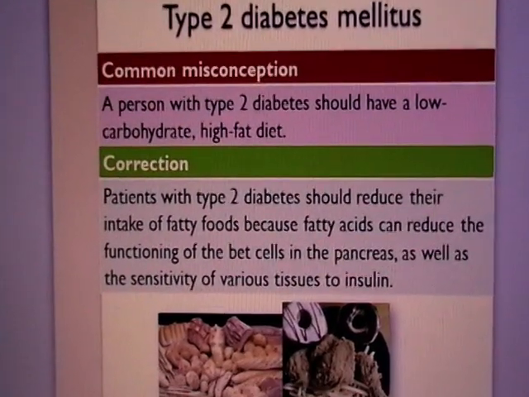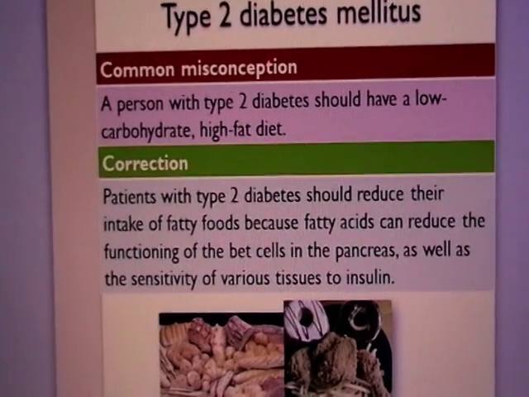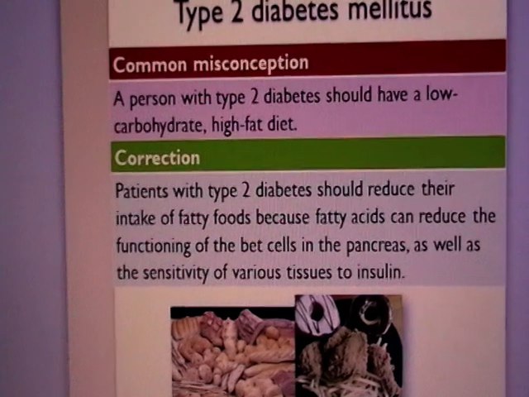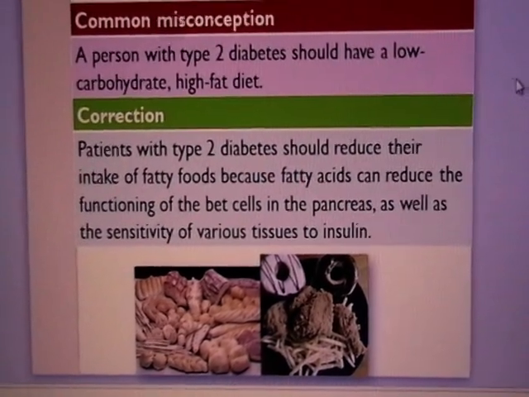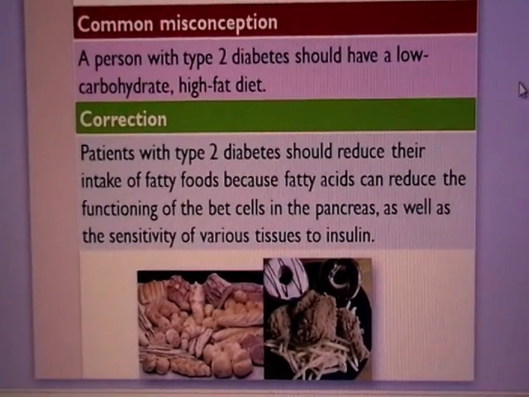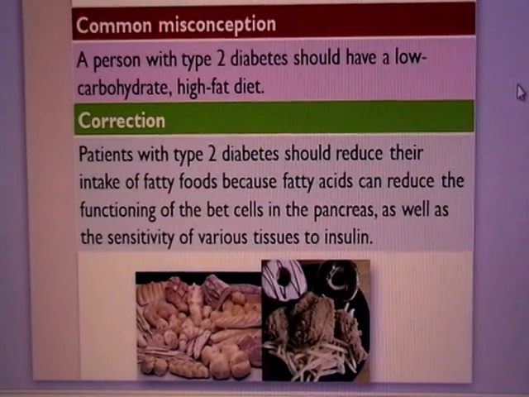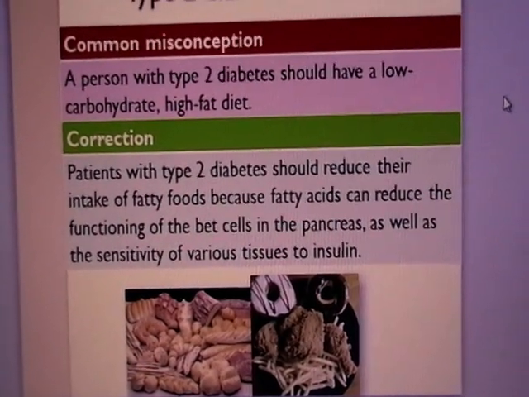For type 2 diabetes, one of the misconceptions is that they should have low carbohydrates and a high fat diet so as to provide them with enough energy. But this is actually not so right, because the intake of fatty food can still reduce the functioning of beta cells in the pancreas. Alright, so it will do no good to their condition.